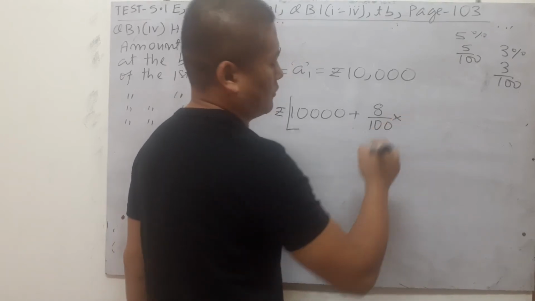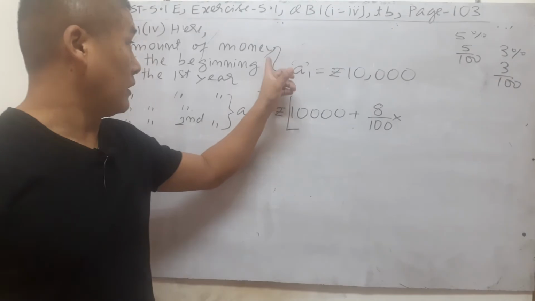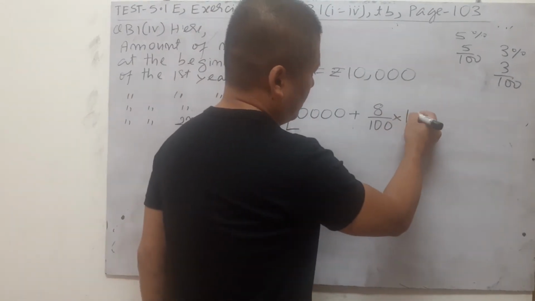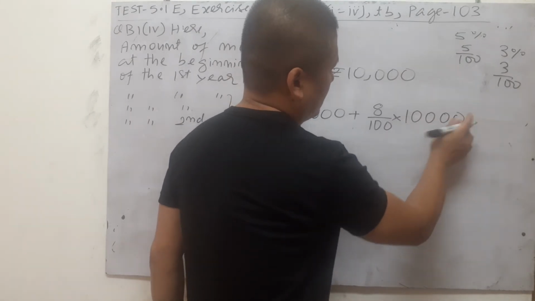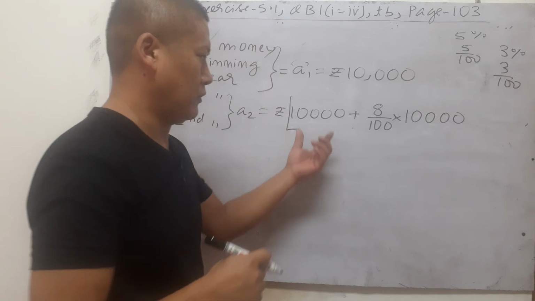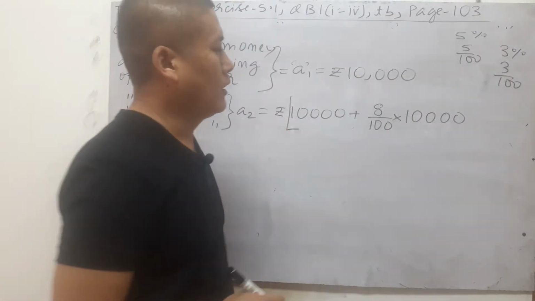Of means into, of whatever was the previous principal. So the previous amount was A1. So 8 by 100 multiplied by the previous amount is the interest. Interest means the money charged, the money that you get for keeping your principal for use by someone else.